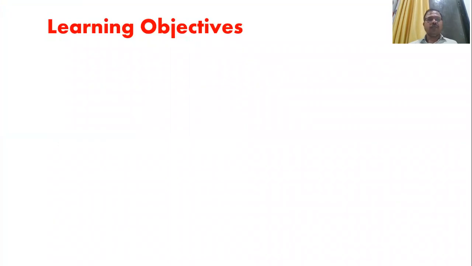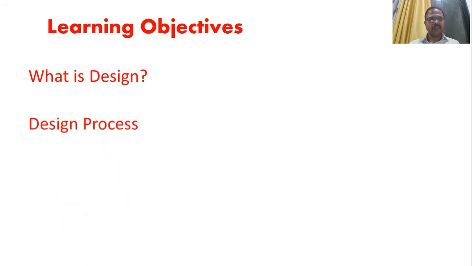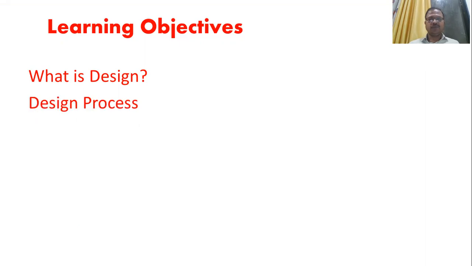Now, what are the learning objectives of this particular lecture? Today, we are going to learn about what is design, what is the definition of the design, what are the various types of design, what is the design process, what are the steps involved in the generalized design process, and what are the different design considerations that are to be considered while designing a machine element.